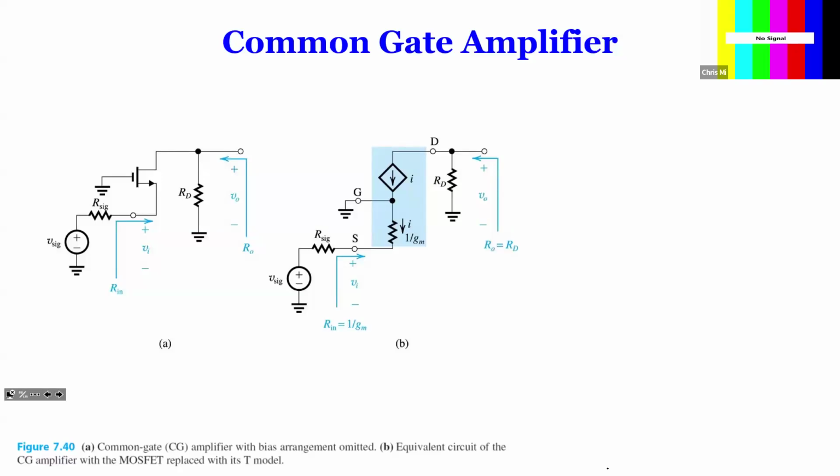So looking at a common gate amplifier, by its name, the gate is grounded. So the gate has a common ground with the input. So input and gate share the common ground. So this is called common gate. If a gate is grounded, the input is typically connected at the source. So this is just sort of the configuration.